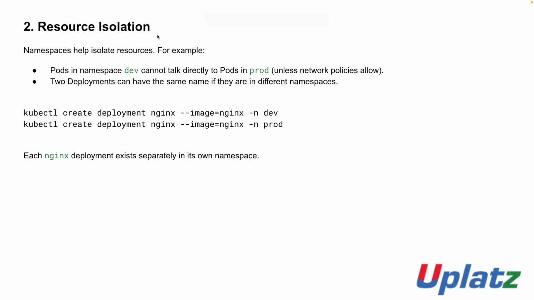Resource isolation. Namespaces help isolate resources. For example, pods in namespace dev cannot talk directly to pods in prod unless network policies allow. Two deployments can have the same name if they are in different namespaces. So this one creates in dev, and kubectl create deployment nginx --image=nginx -n prod. Each nginx deployment exists separately in its own namespace.